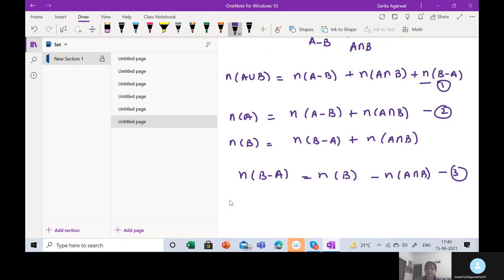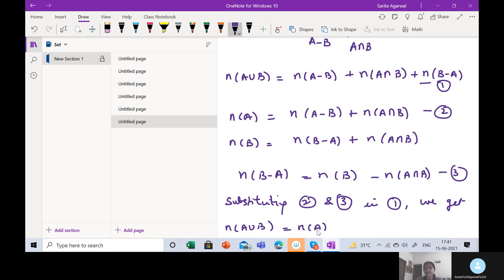Right? So substituting these equations 2 and 3 in 1, we get the number of the elements in A union B is number of the elements in A plus number of the elements in B minus number of the elements in A intersection B, right?